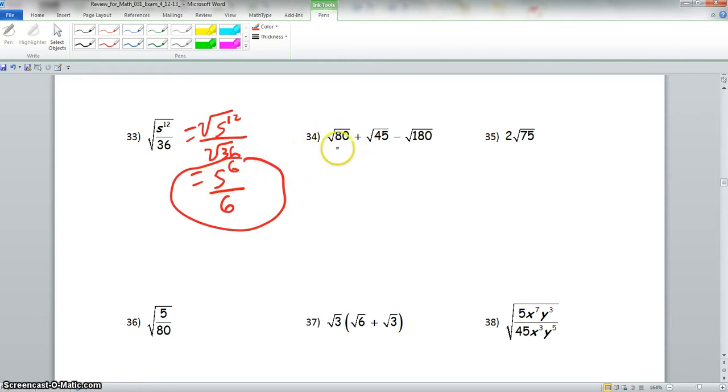Okay, now we go to 34. The highest perfect square in 80 is 16. So it'll be the square root of 16 times the square root of 5, plus the highest perfect square in 45 is 9, the square root of 9 times the square root of 5, minus the highest perfect square in 180 is 36. And we have 5 left over.